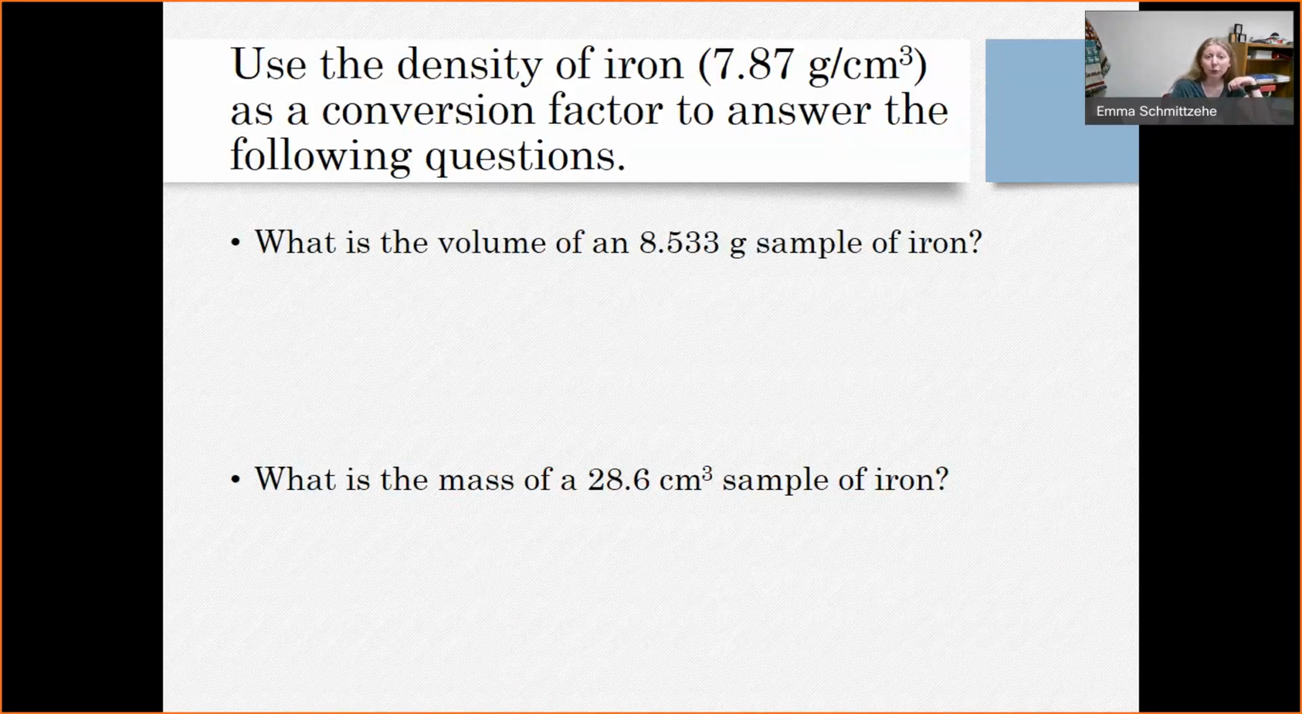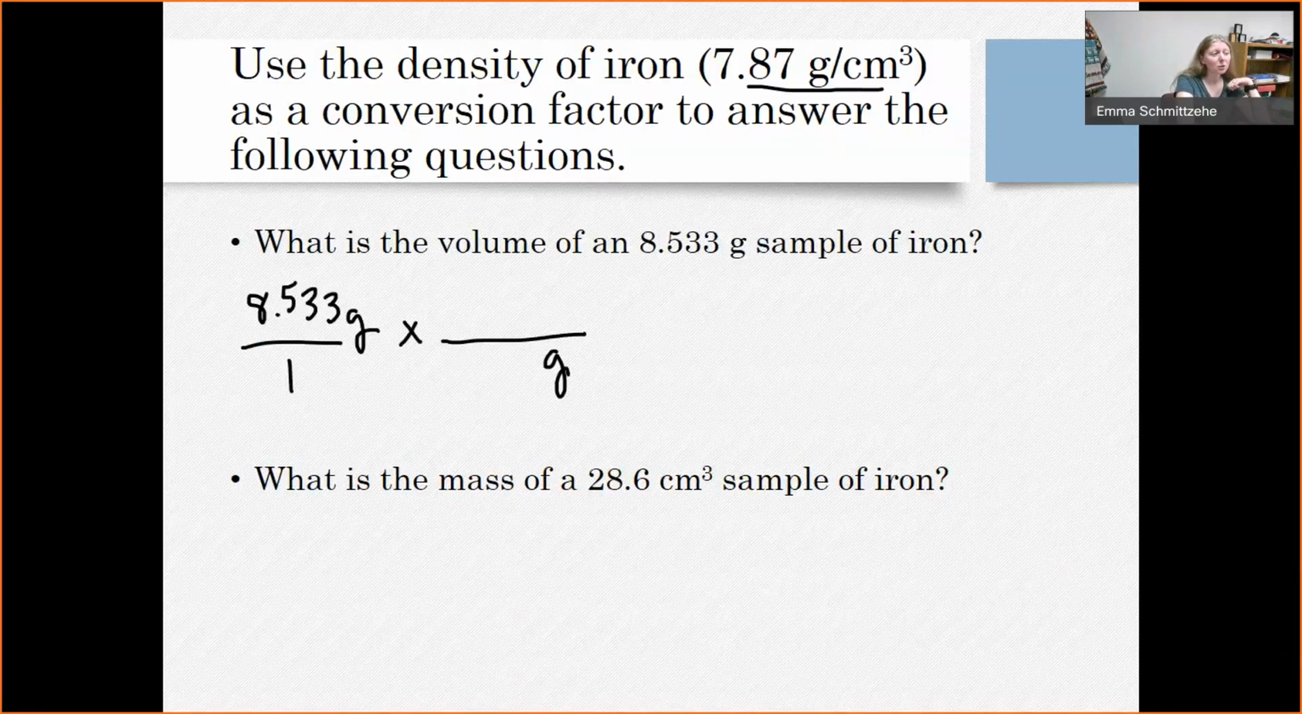So the first one, I ask for the volume of an 8.533 gram sample of iron, okay? So if we're going to do this with dimensional analysis, I'm going to write down the value I have, which is 8.533 grams, and I'm going to focus on units, okay? So if it helps, you can write that over 1. You want to get rid of grams, right? And you want a volume. And so we want a volume unit, and we're going to utilize density as our conversion factor. So I can convert between grams and cubic centimeters, okay, which would give me a volume.